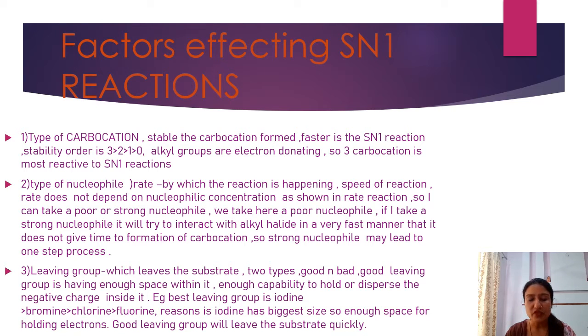Second is the type of nucleophile, which affects the rate, the speed at which the reaction happens. The rate does not depend upon nucleophile concentration, as shown in the rate equation. So I can take a poor or strong nucleophile. But in the case of SN1, we take a poor nucleophile.